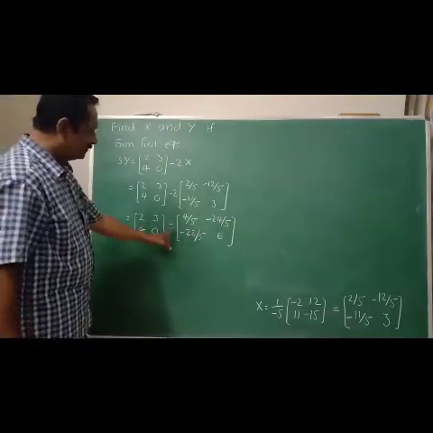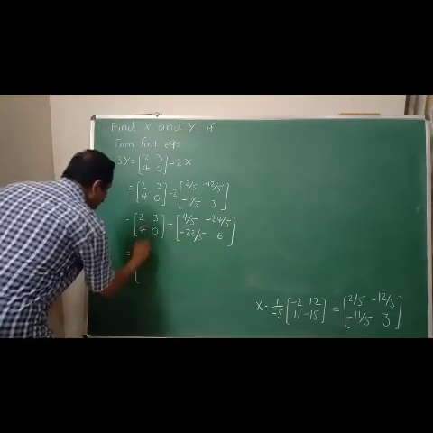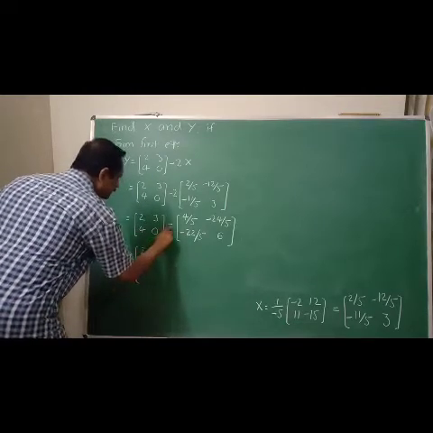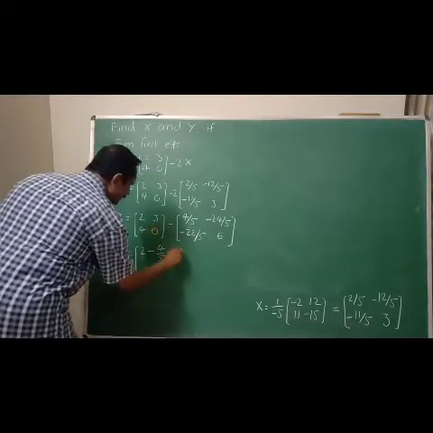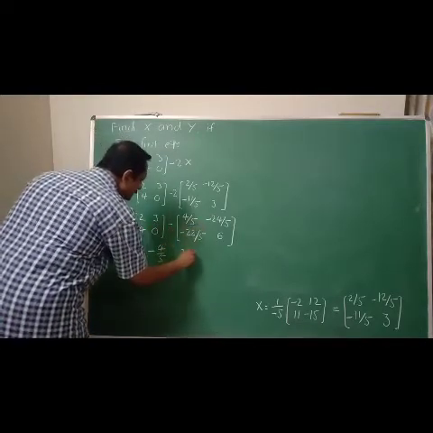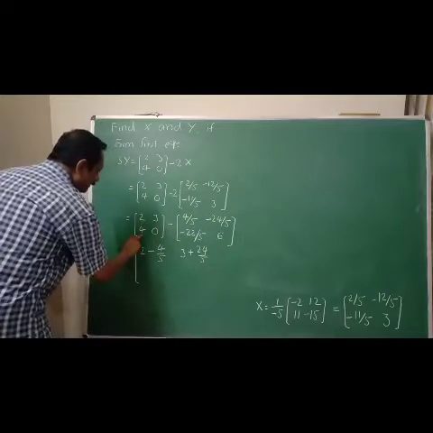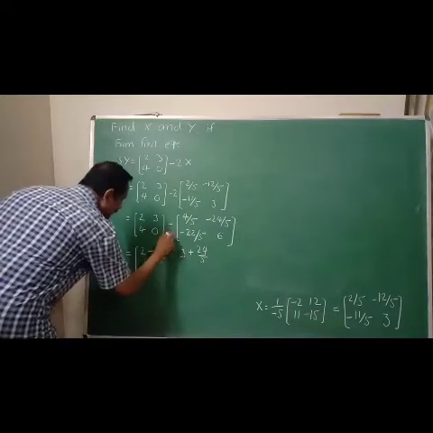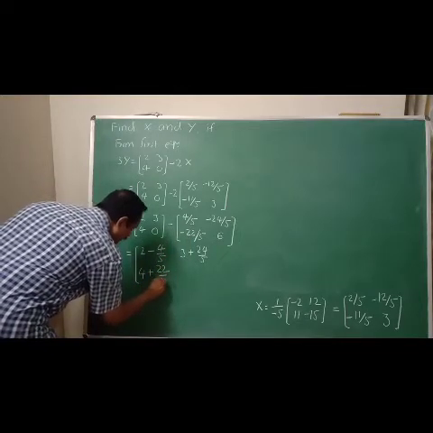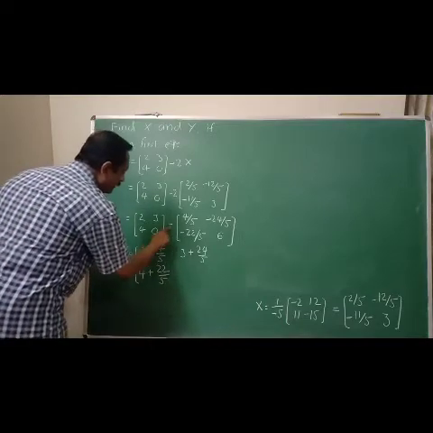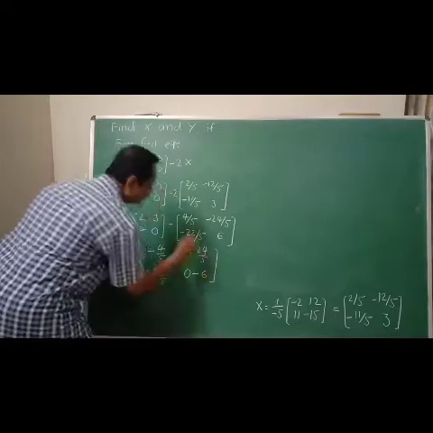Then this is the first matrix minus this matrix. Therefore this is equal to: 2 minus 4 divided by 5. Then 3, minus into minus becomes plus, so plus 24 divided by 5. Then 4, minus into minus becomes plus, so plus 22 divided by 5. Then 0 minus 6.